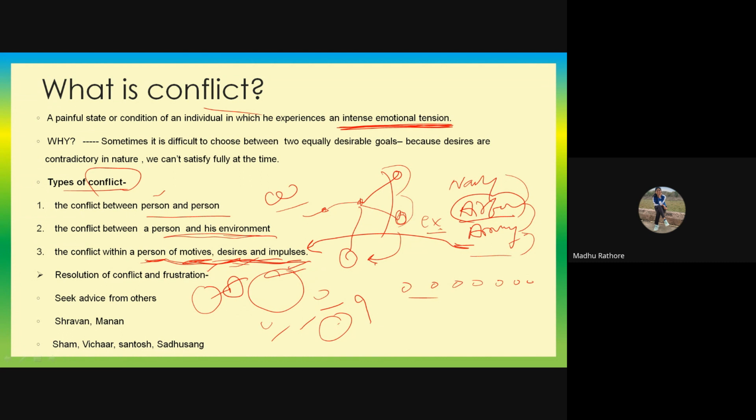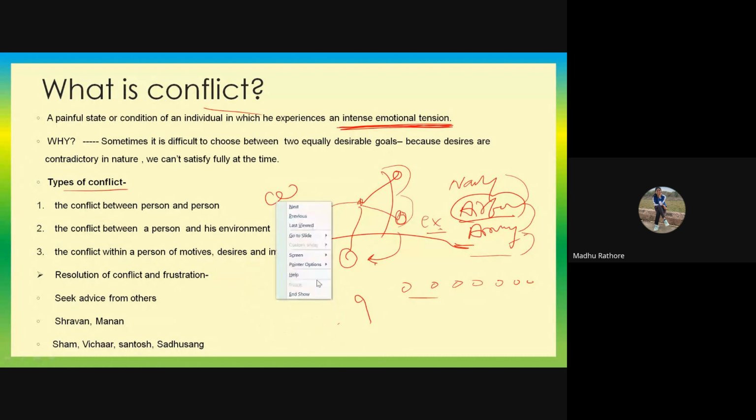Next is the resolution of conflict and frustration. How to resolve it? This is most important according to yoga. Resolution of conflict and frustration is very important for studying. So what type of practices and processes should we follow for resolution of conflict and frustration?